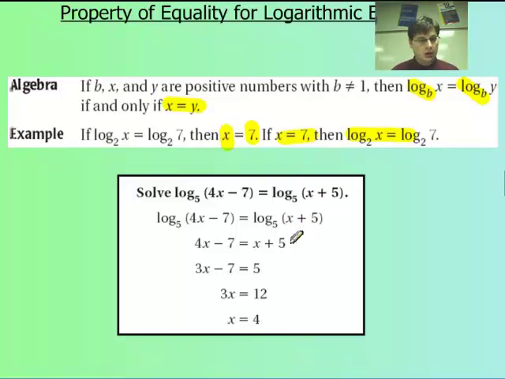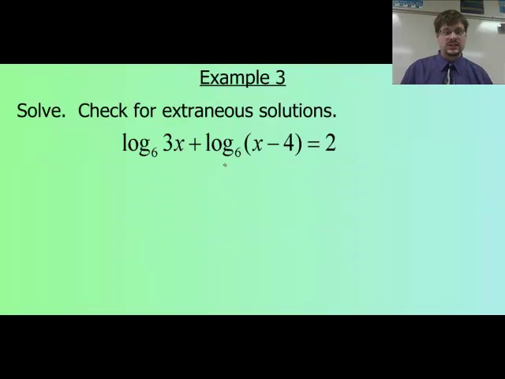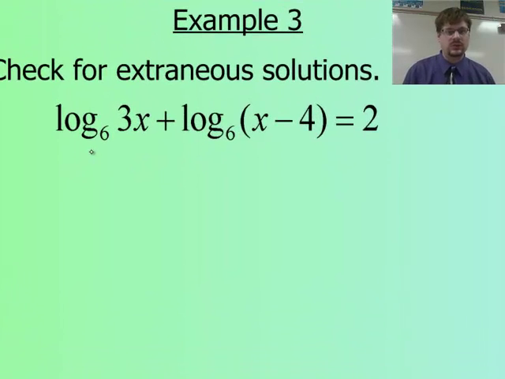Here's another quick example. So here I have log base 5 of 4x minus 7 and log base 5 of x plus 5. Since I have a log base 5 on both sides, I can just drop the logs. And then from there, just solve for x. So x would be equal to 4. In this example, we were going to solve, and then we'll need to check for extraneous solutions. So when solving, be sure you're checking for those extraneous solutions.